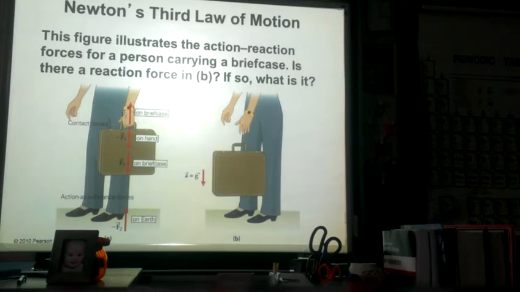So Newton's third law, this is just kind of exhibiting some action-reaction forces, and this is just for someone carrying a briefcase. So if I'm looking at part A, I have at a distance forces.